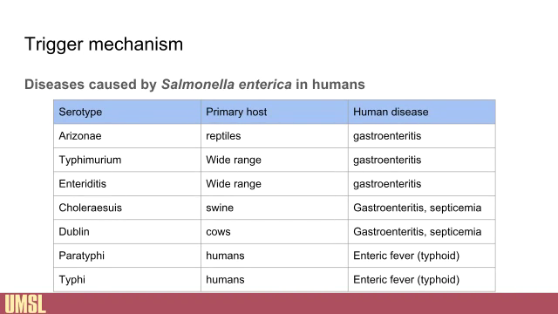And so the three that you would most commonly get infected with in the United States, if you're into hanging out with reptiles, chances are you will at some point get an Arizonae infection. The two that are most common in the United States are Typhimurium and Enteriditis.